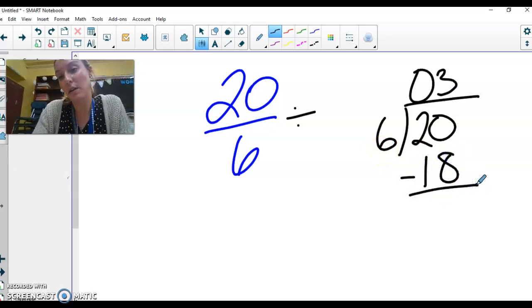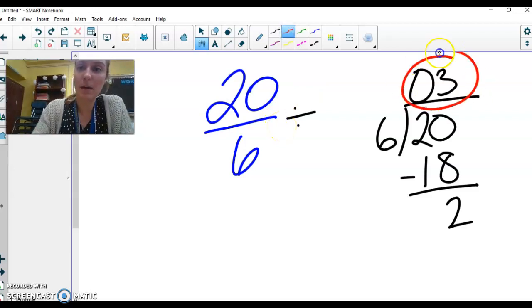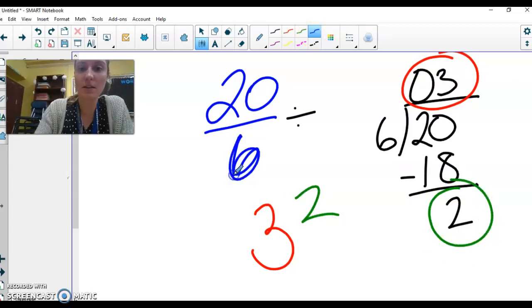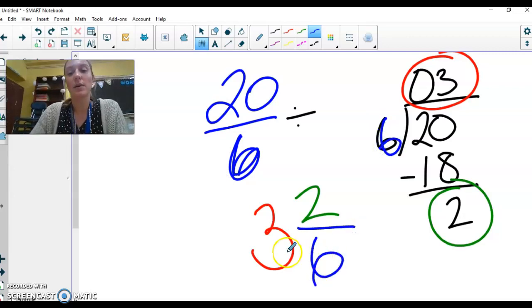When I subtract, I get 2. Okay, so I did the division. My quotient here is going to be my new whole number. My remainder is going to be my numerator. And this 6, my denominator, stays the same. So I end up with 3 2/6.